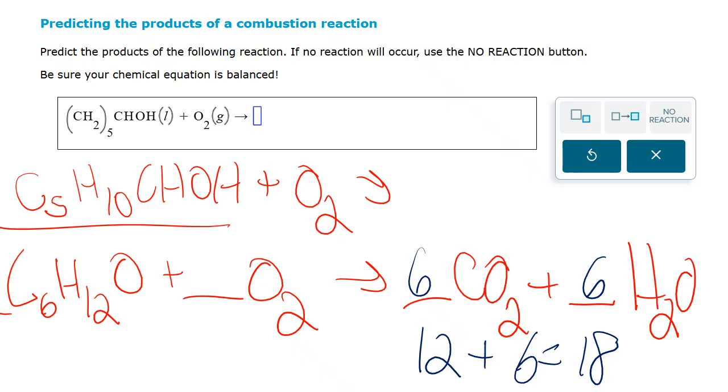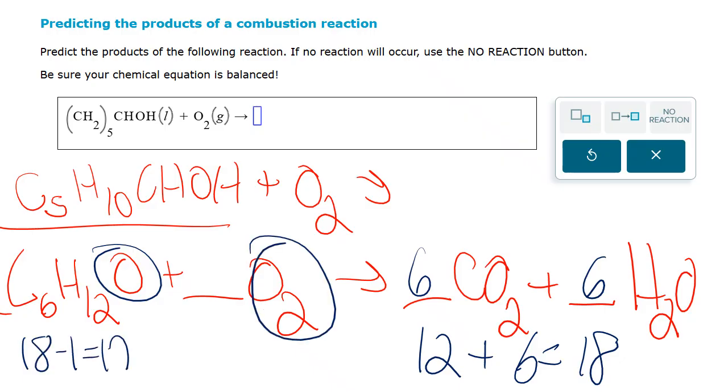So this one really is a tough one in the sense we have an oxygen in the carbon compound, and so we're going to just subtract 1, we're going to get 17, and we have an O2 there. So we have to put a number, and at this point it would be balanced.